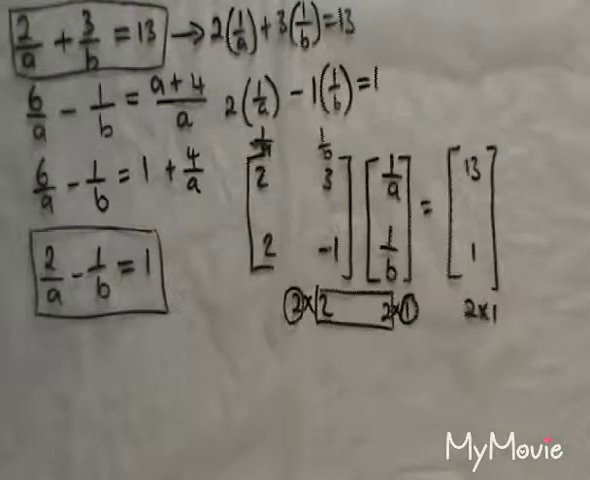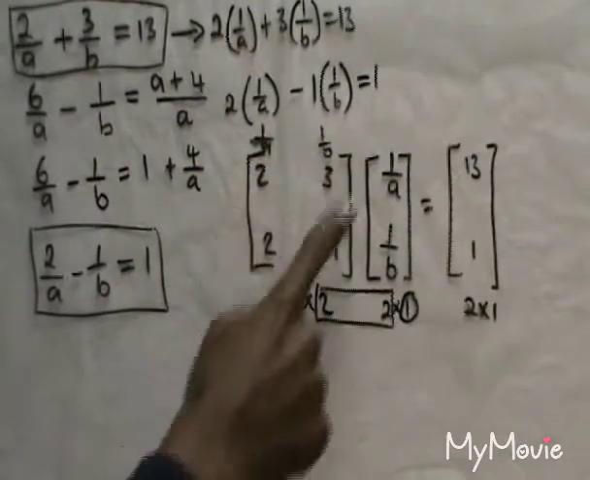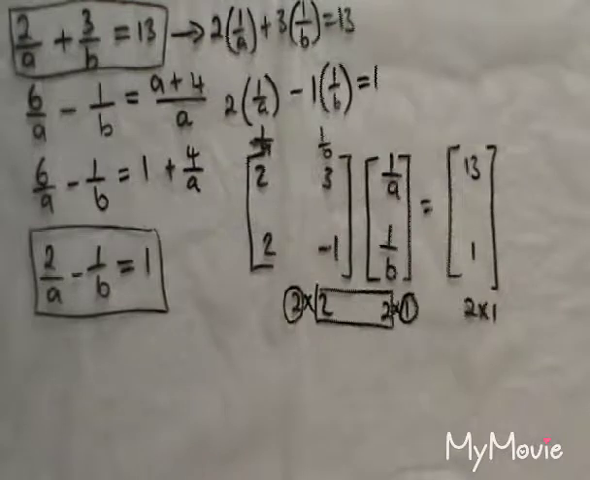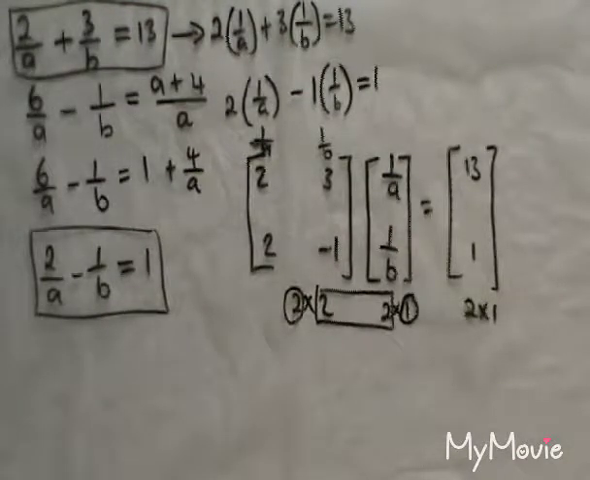Now that I have that, remember what I need to do is find the inverse of this matrix. The inverse of a matrix is a matrix that when I multiply it with the original matrix, I get the identity matrix. The identity matrix is just a diagonal matrix with ones on the leading diagonal.